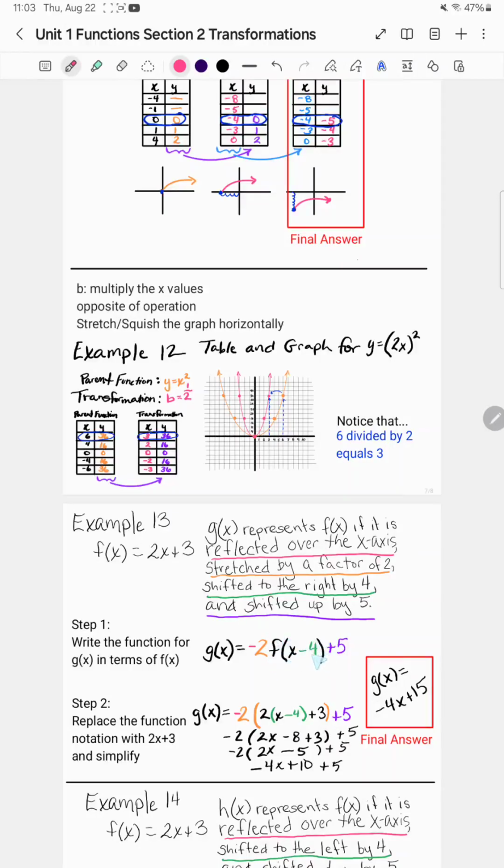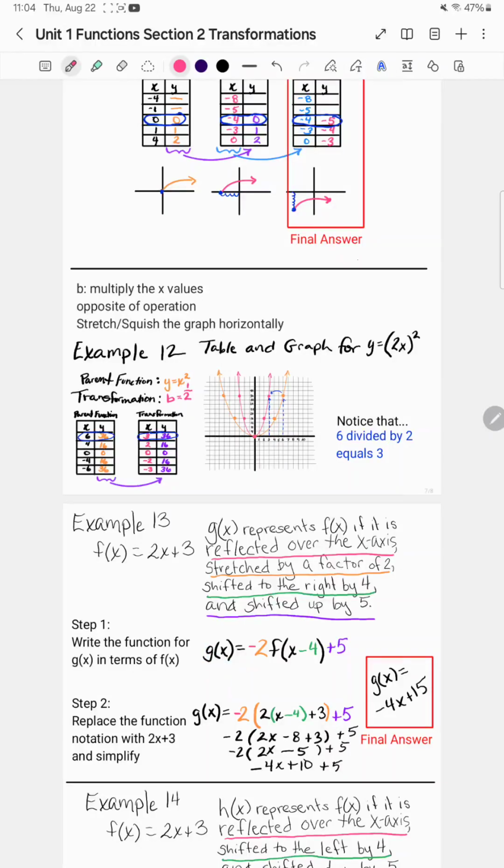So this is how we write it in terms of f of x. We have f of x, and then we put the -2 in front of it, because that's where a goes in the equation. Then we put h inside of the parentheses with the x, because that's where it goes in the equation. And then the k goes on the outside, because that's where it is in the original equation. So we're treating this f of x like it's an equation. So to write g of x in terms of f of x, this is how you write it.